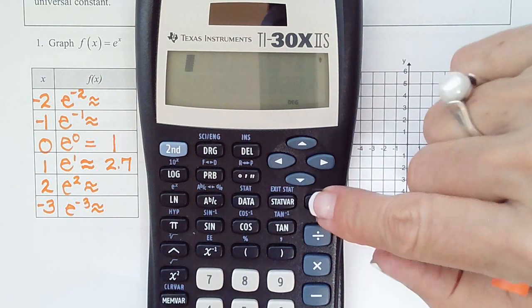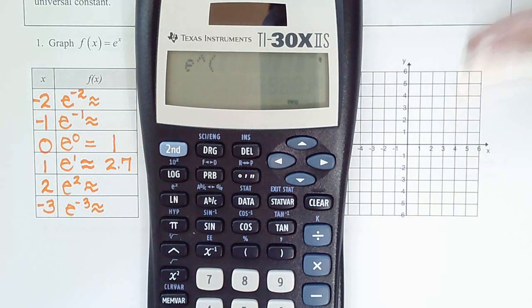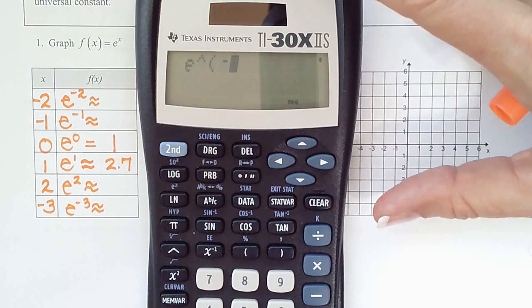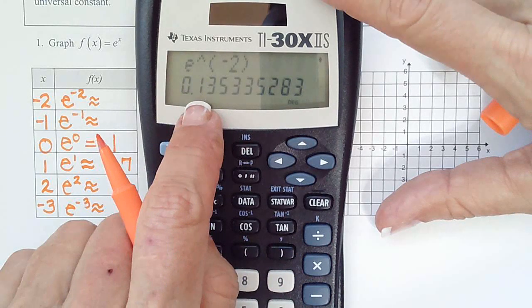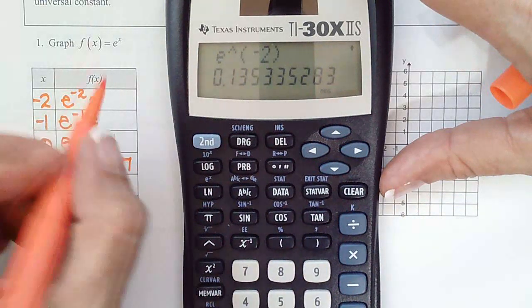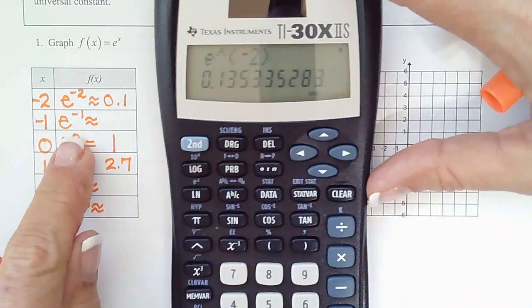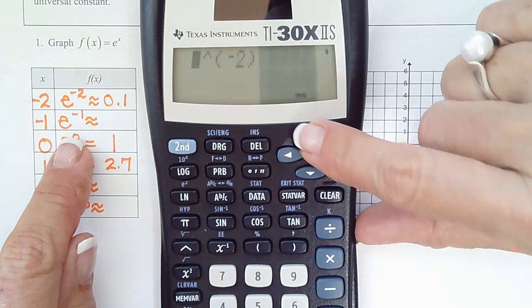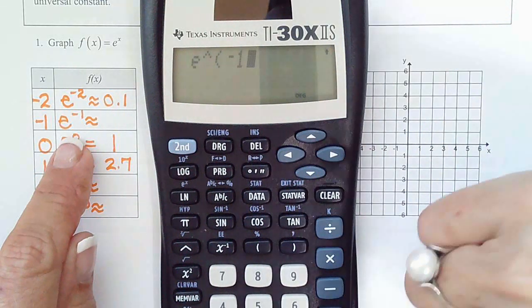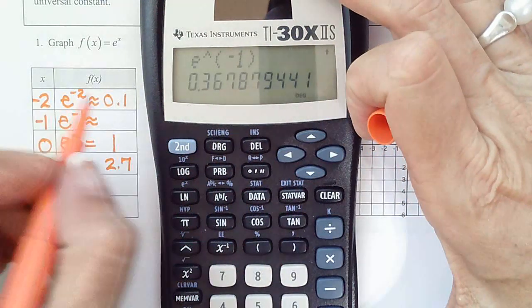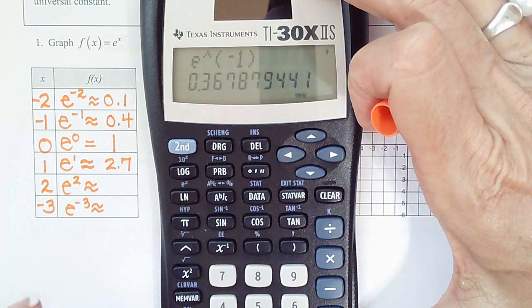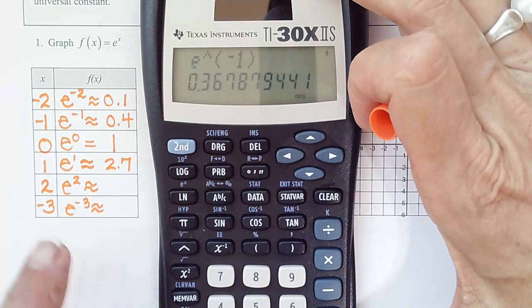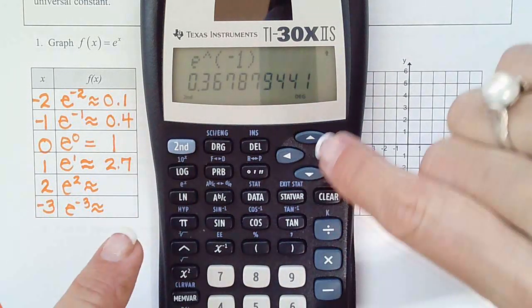So we can start with second ln, that produces the e, and then it asks what exponent we want to plug in. So we'll plug in -2 first, close the exponent. Rounded to 1 decimal place, that would be about 0.1. And then we have to do e to the negative 1, so we can use our up arrow and just change the 2 to a 1. That's about 0.4 if we round to 1 decimal place, because we can't graph more exactly than 1 decimal place. So e to the second, whoa, yikes.